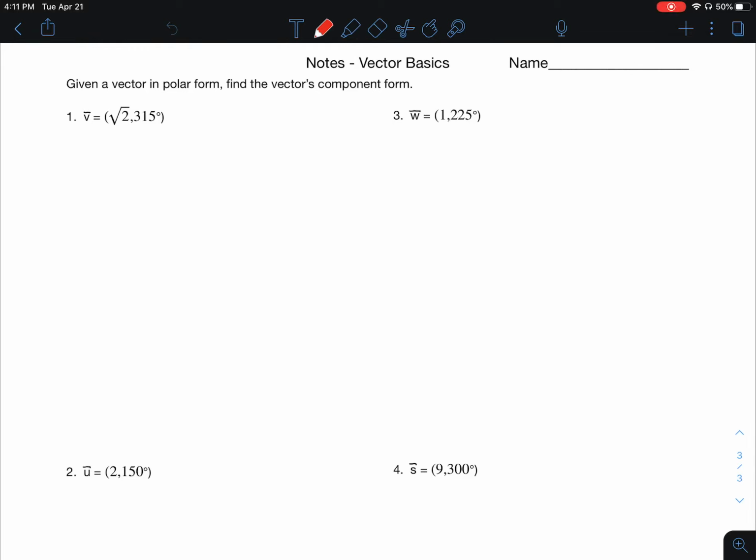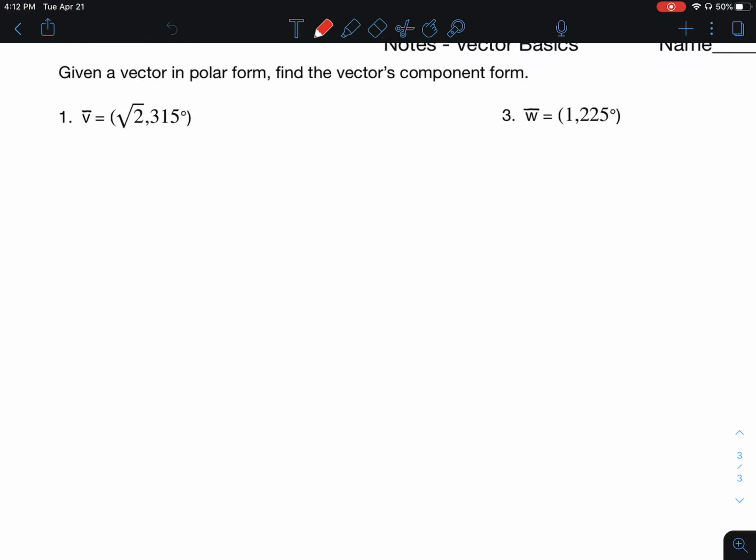All right, we're continuing with our vectors here in geometry. In our first lesson, we learned different terminology for vectors, how to add them together, scalar multiplication. In our second lesson, we converted from rectangular coordinate form, component form, I should say, into polar form. And now we're going to change from polar form into component form or rectangular form.